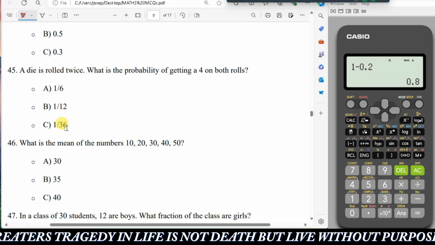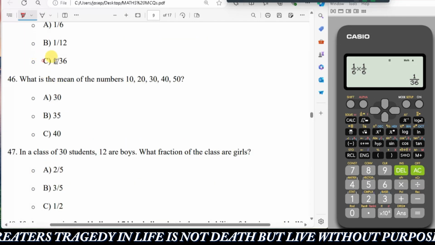So 1 times 1 is 1, and then you have 6 times 6. The first probability is 1 over 6, the probability of getting 4 on the first roll. And the next roll too, you get 1 over 6. And that will give you 1 over 36. Now remember, if they say the probability of getting 4 or, then use plus. But here they are saying both. If you're using and, the same thing, you multiply. But if you're using or, you add. So the correct answer here is C.